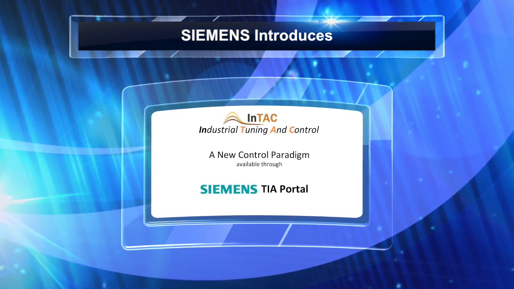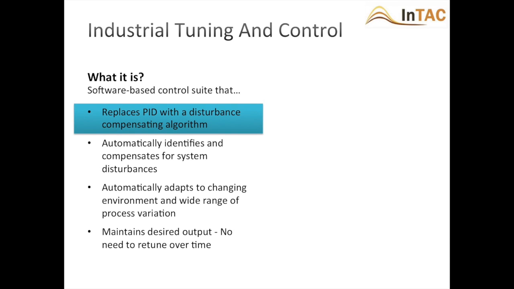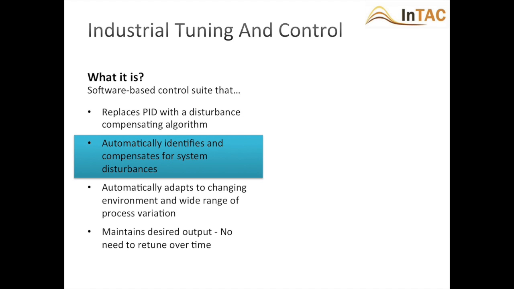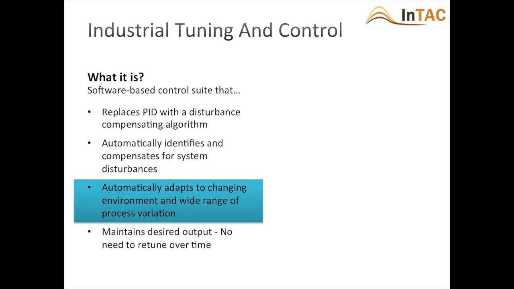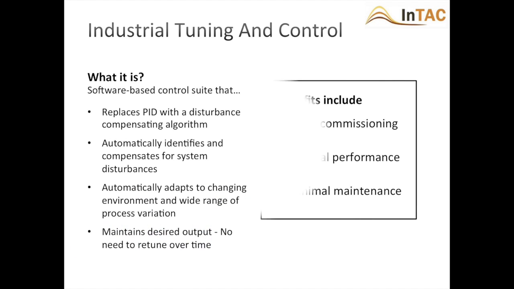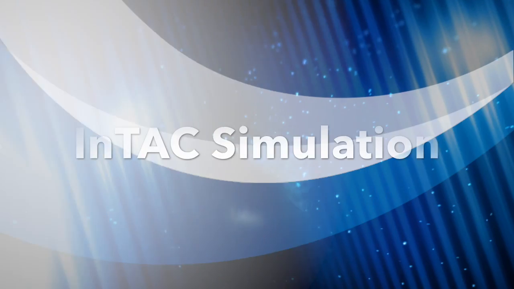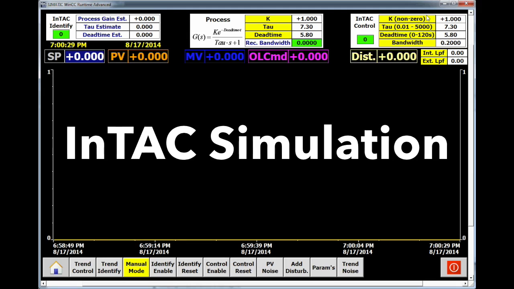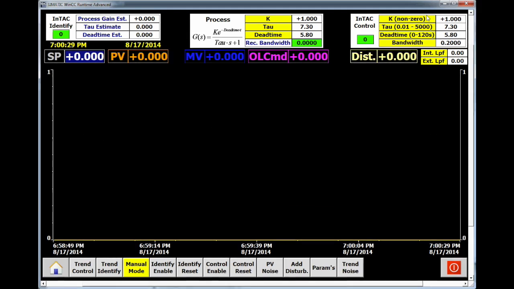InTAC is a software-based process control suite that replaces PID and provides low maintenance, high performance, and easy-to-use control for industrial systems. In this video, you will learn how the InTAC offering for Siemens TIA Portal can improve performance, simplify commissioning, and reduce maintenance. Let's walk through a simulation of the commissioning process.